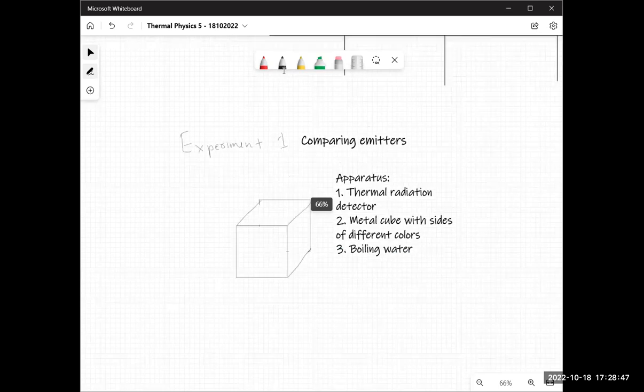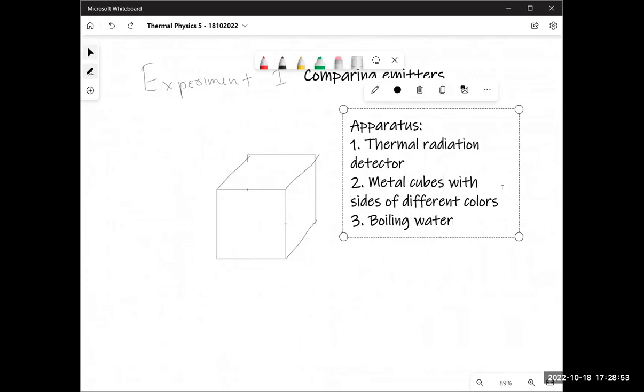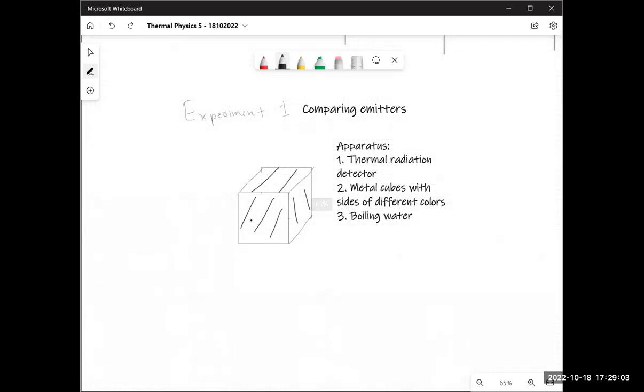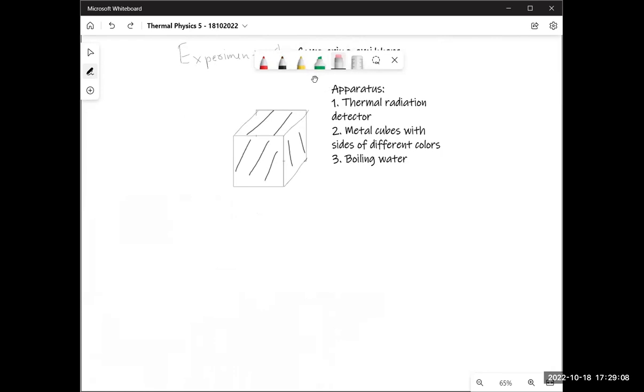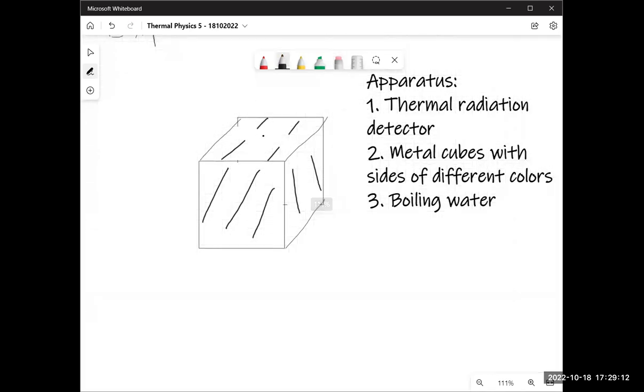The next thing is, let's try it with metal cubes with different sides of different colors. Let's try this one, black. Now all these sides are black, and it's completely black. Our job is to check if I put some water over here. Let's say if I put some water from the top right here, I'm going to fill it up with a lot of water.